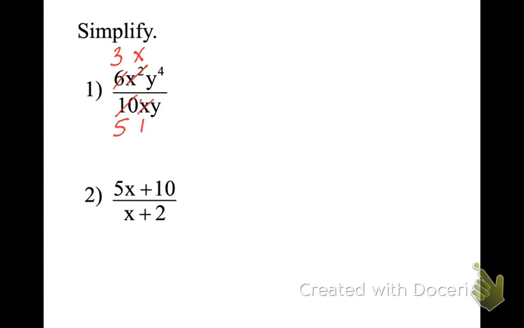A 1. And what else can I divide out, Carter? A y. And what's left in the numerator? Y to the third. And what's left in the denominator? 1. Okay, and so my final answer, Carter? 3x y to the third over 5. We just leave it like that.